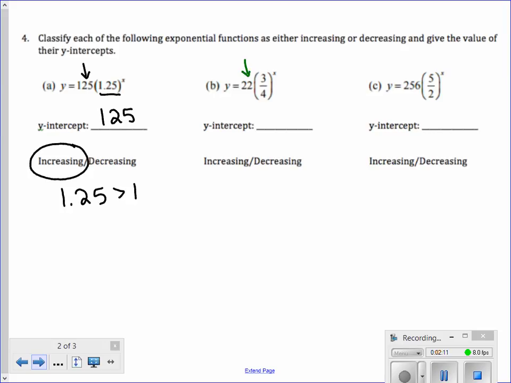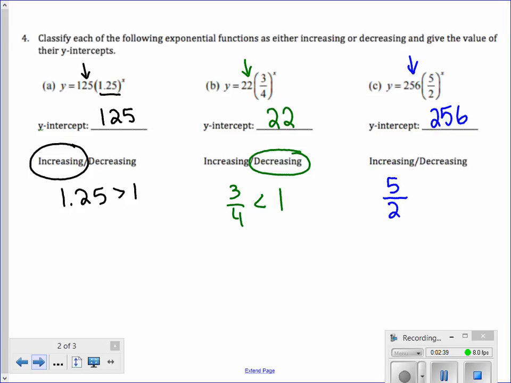So in B, the y-intercept is the first number, which is 22. When I look at the growth rate of 3/4, because 3 is smaller than 4, that is a less than 1 growth rate, which means that exponential function is decreasing. All right, last problem here, the y-intercept of this exponential function is 256. And I need to decide for this fraction if 5/2 is bigger than 1 or less than 1. Because the numerator of 5 is bigger than the denominator of 2, that function ends up being bigger than 1, which means it's an increasing exponential function.